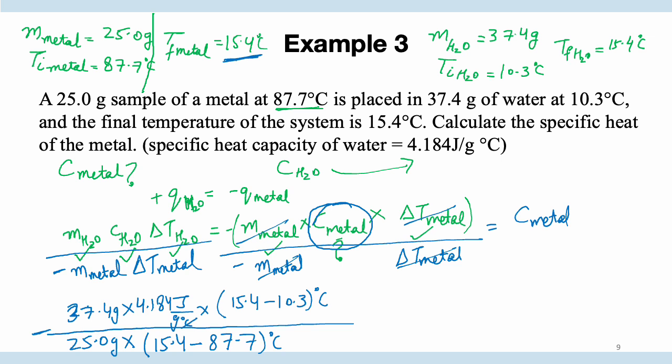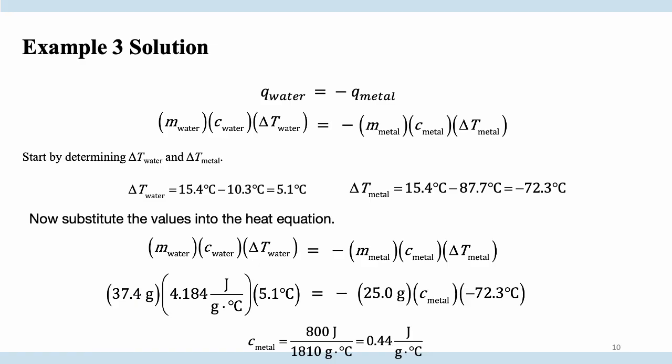This degree Celsius cancels. This grams cancel. What are we left with? Joule over here divided by gram degree Celsius. Plug all these numbers into your calculator and you get your final answer. The final answer I have is 0.44 joules per gram degree Celsius. If you get that, you are basically done.